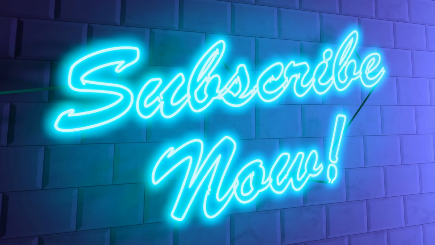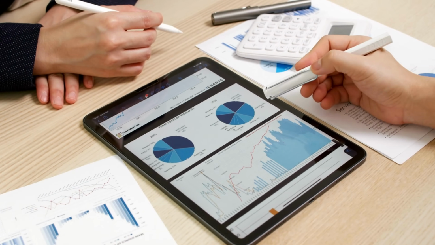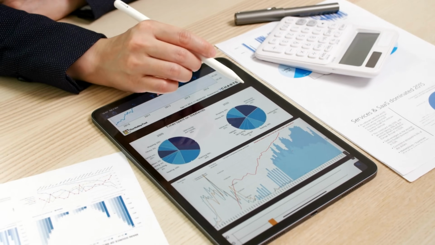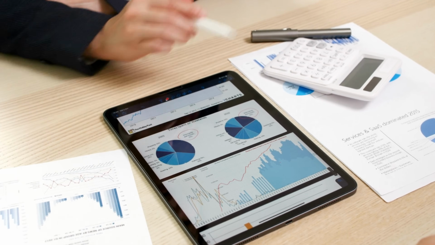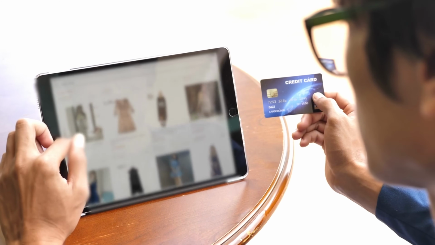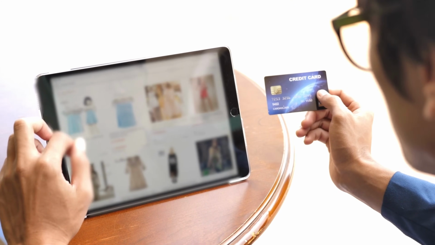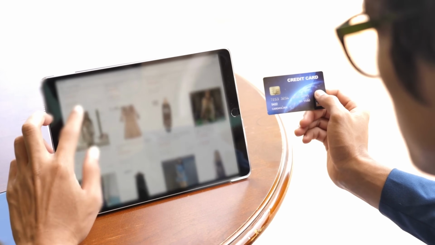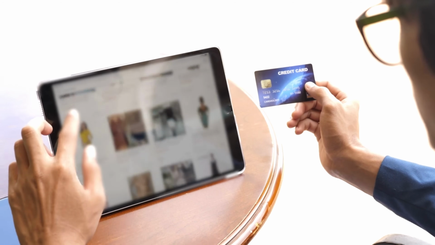Subscription Model. This model charges customers a recurring fee for access to a product or service. It's popular among software as a service, SaaS, companies, streaming services, and other businesses that offer ongoing value to customers. E-commerce Model. The e-commerce model is a cornerstone in modern business, allowing companies to sell products or services directly to customers via an online platform. This approach is particularly popular among various types of businesses such as retailers, wholesalers, and manufacturers.